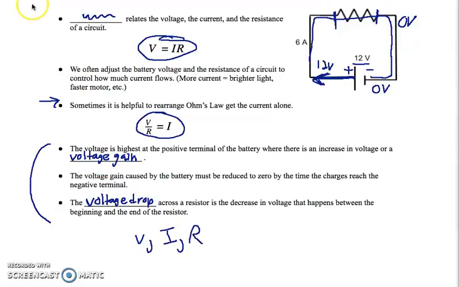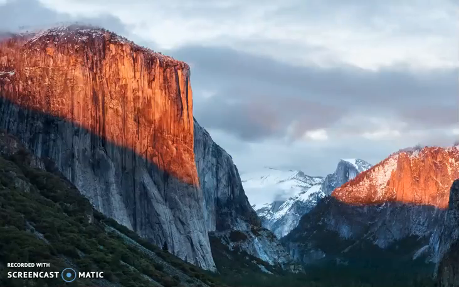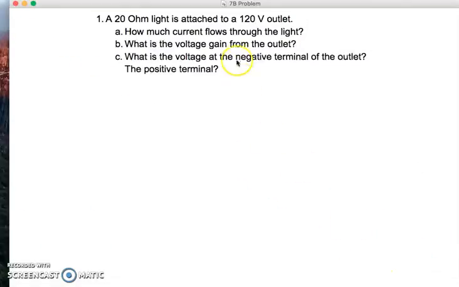Okay, in the last part we're going to look at a problem. So we'll see a problem similar to what you'll see in the future. Here we go. In this problem, make sure you attempt to solve it before you see me solve it. Again, make sure you're attempting the problem first. Okay, so what we have here is a 20 ohm light attached to a 120 volt outlet, and it's asking us how much current is flowing through the light.